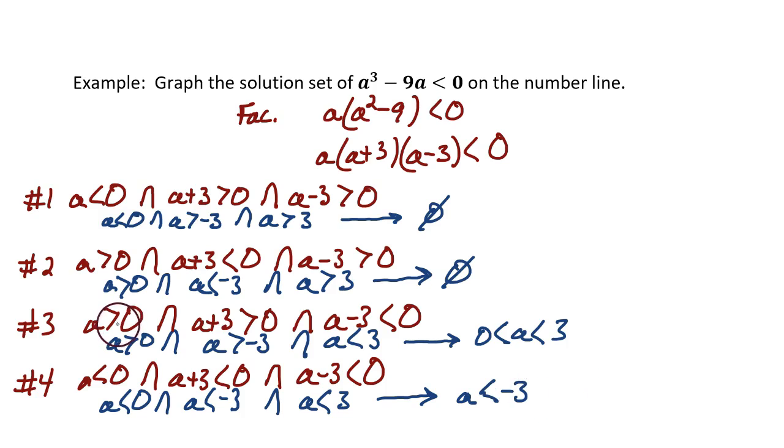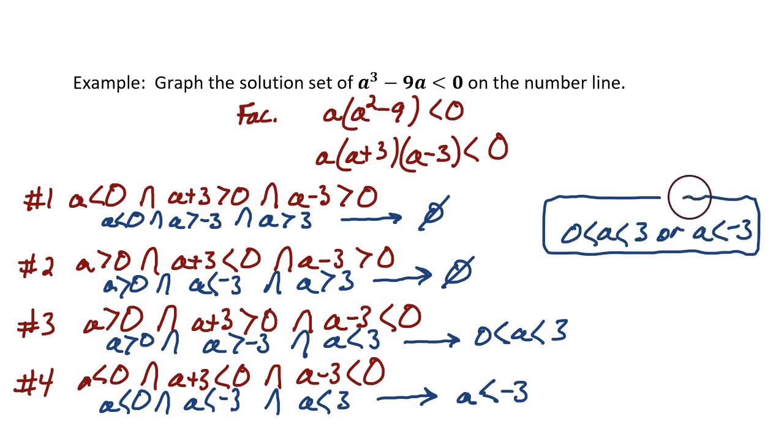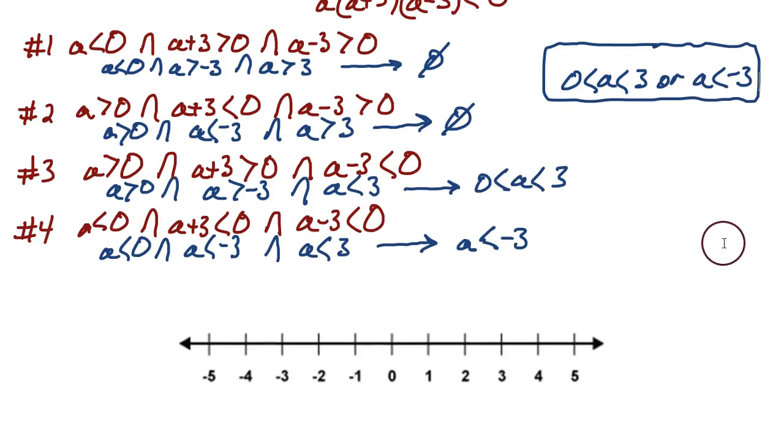We wanted to find numbers that worked for a, and we considered the different situations that would create an answer less than 0. We found out that 0 is less than a, which is less than 3, or that a can be less than negative 3. Now we can graph that on the number line. Open circle at 0 and open circle at 3, and shade the numbers in between. Then an open circle at negative 3 and shade the numbers less than negative 3. Any number on a shaded region could be used as an answer for a.